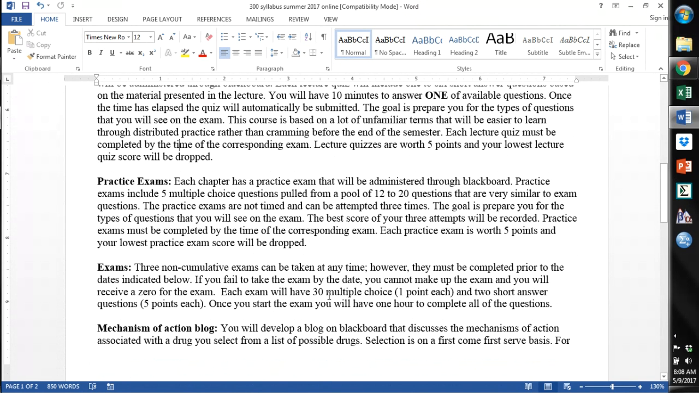Each exam will have 30 multiple choice questions worth 1 point apiece and 2 short answer questions worth 5 points apiece. I want to make it clear that some of these are very similar to what you experienced during the lecture quizzes and during the practice exams. Once you start the exam, you'll have 1 hour to complete all of the questions, and then it will automatically submit.